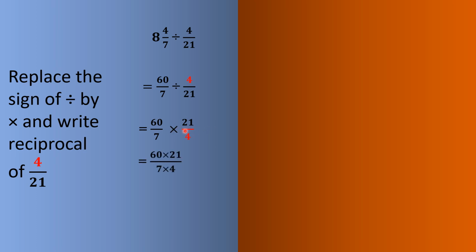60 multiply 21, 7 multiply 4. Now we will simplify at this stage and it is very interesting. 4 ones are 4 and 4 15s are 60, and here 7 ones are 7, 7 threes are 21. So what will we get now? 15 threes are 45.